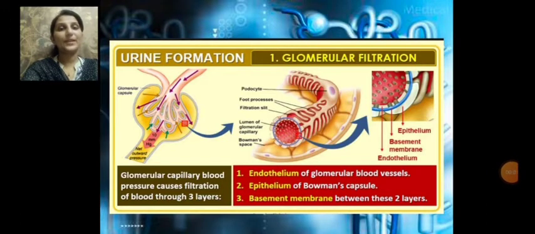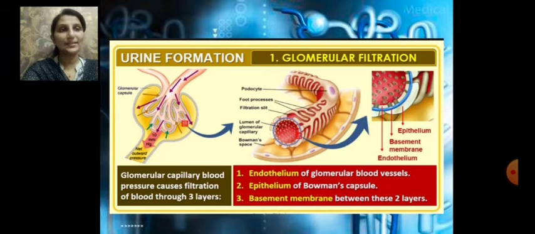The first step, that is glomerular filtration. The blood which is entering the glomerulus through the afferent arteriole has to pass through three layers. What are the three layers? That is the endothelium of the glomerular blood vessels. Second is the epithelium of the Bowman's capsule. And third is the basement membrane between the endothelium and the epithelium.